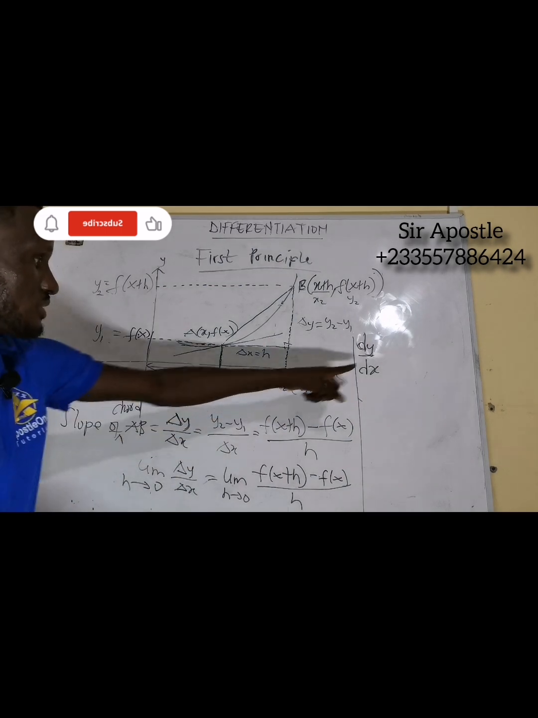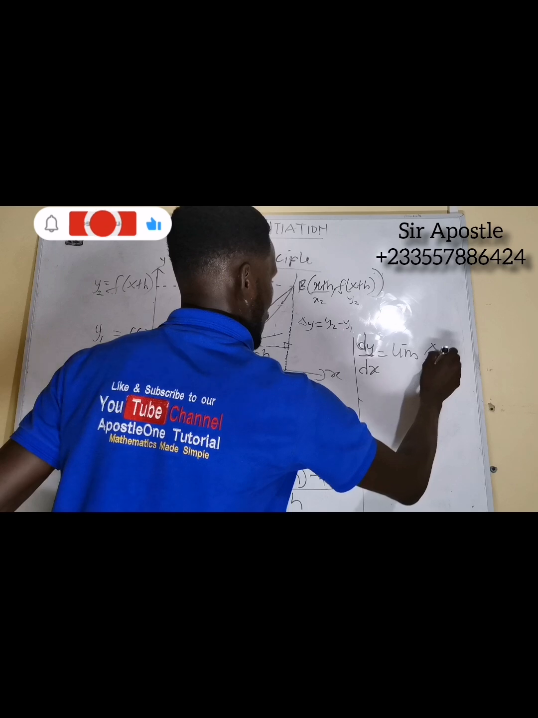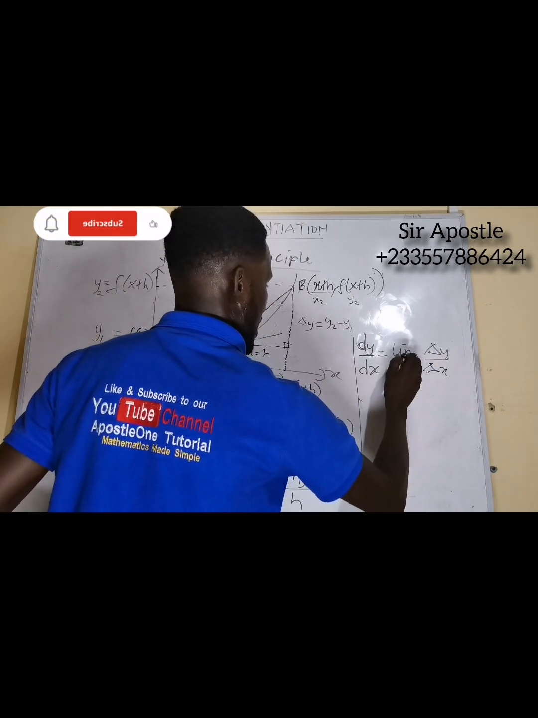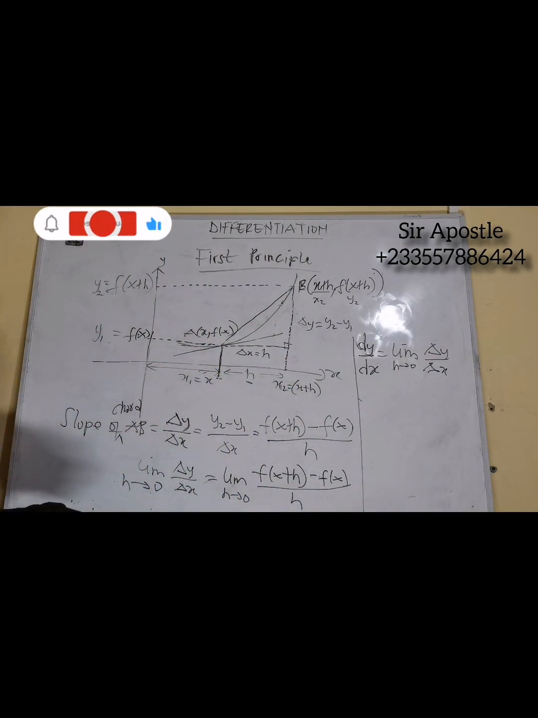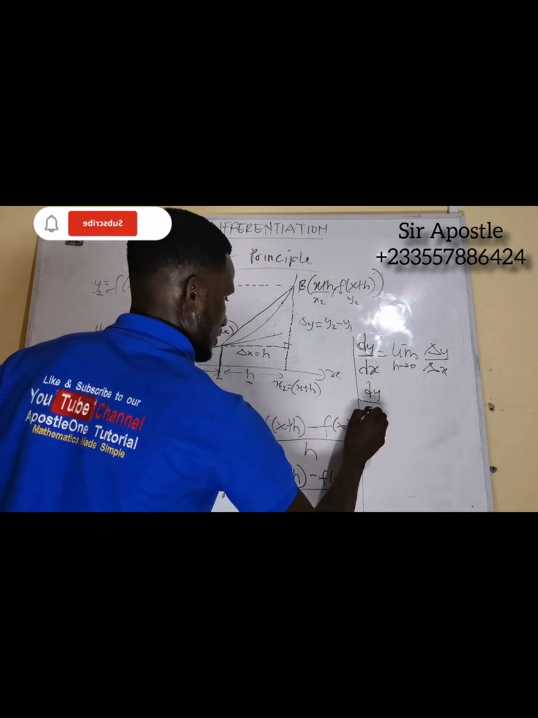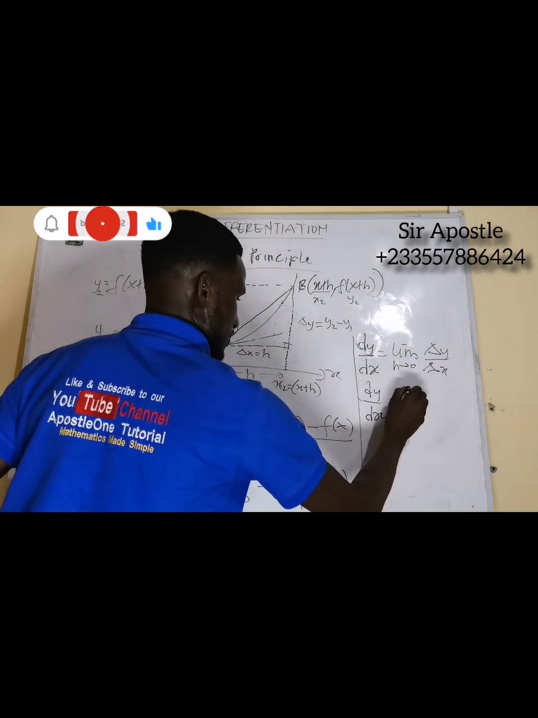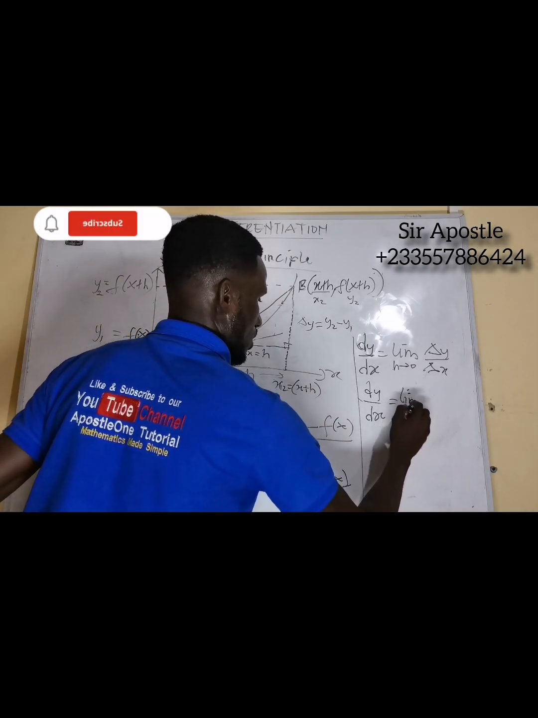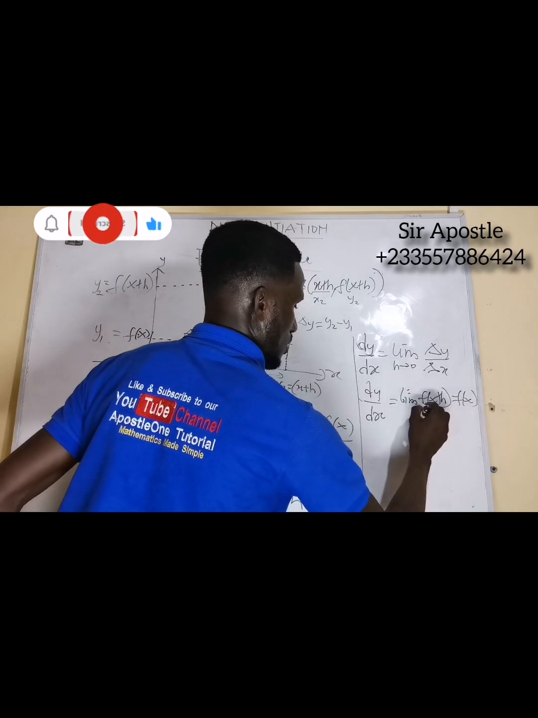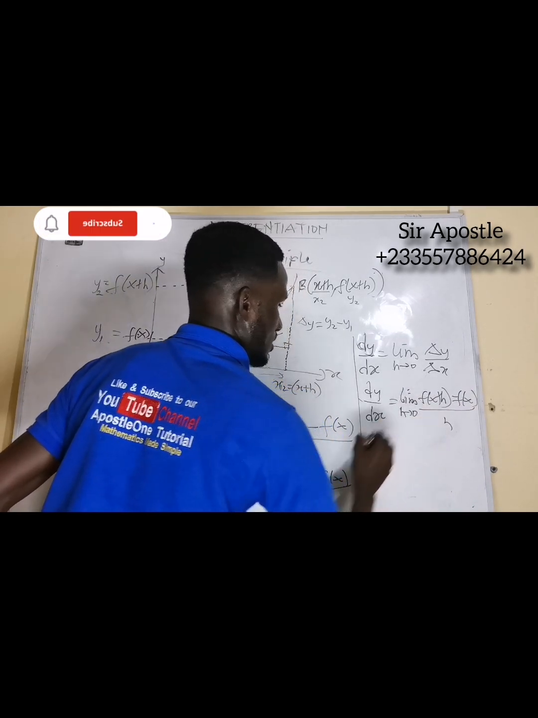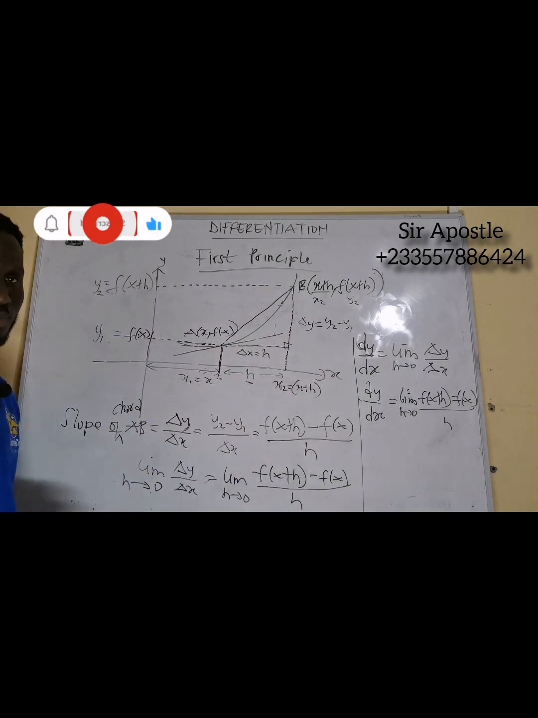Now, what's the meaning of this one? This is the same as dy dx, which is the same as the limit of the change in y over the change in x, where the h is approaching 0. So our dy dx is equal to the whole of this one, which is the limit of f of x plus h minus f of x all over h, where the h is approaching 0. And this is what we call the derivative from the first principle.